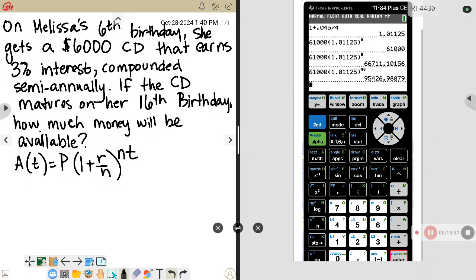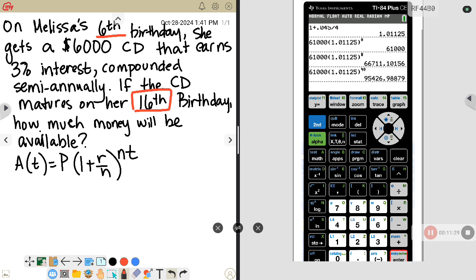On this example, we have on Melissa's 6th birthday, she gets a $6,000 CD that earns 3% interest. It's compounded semi-annually. If the CD matures on her 16th birthday, how much money will be available? So we actually know everything that we need to plug in, because if she gets it on her 6th birthday and it matures on her 16th birthday, it has been invested for 10 years.